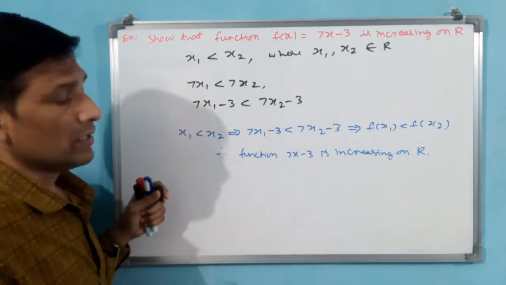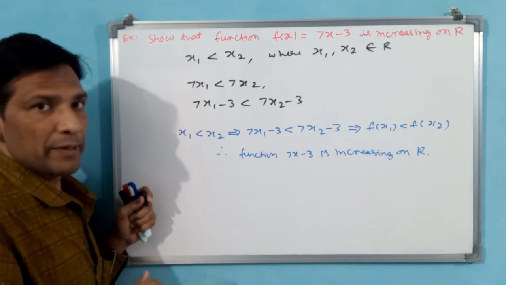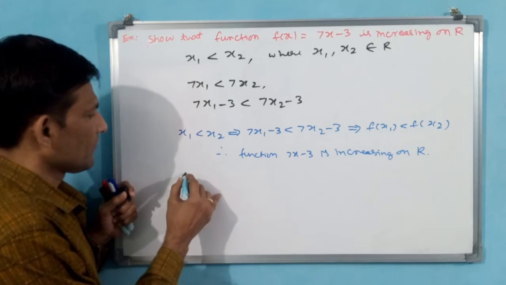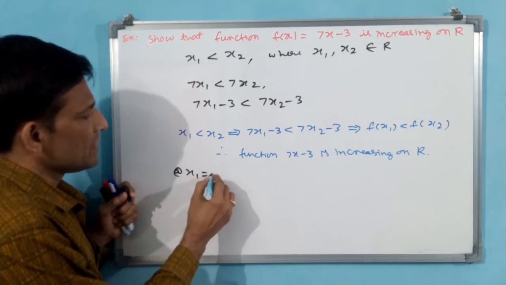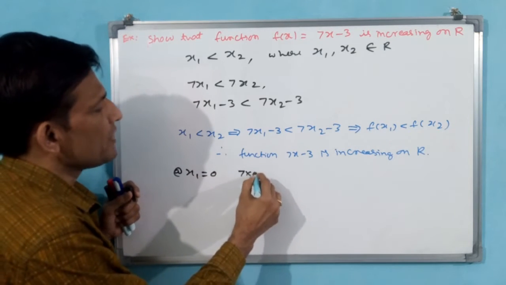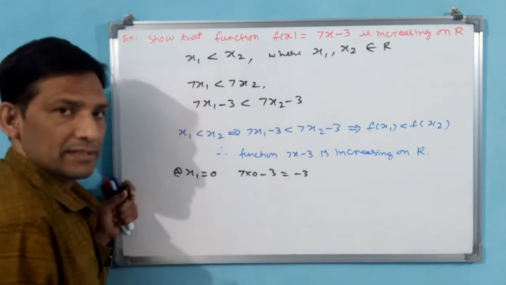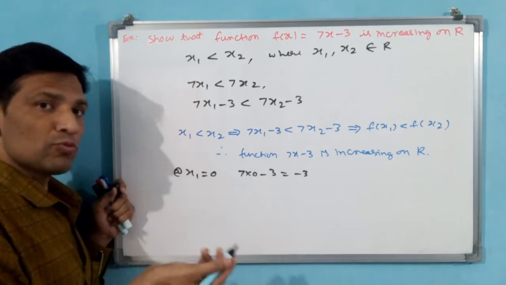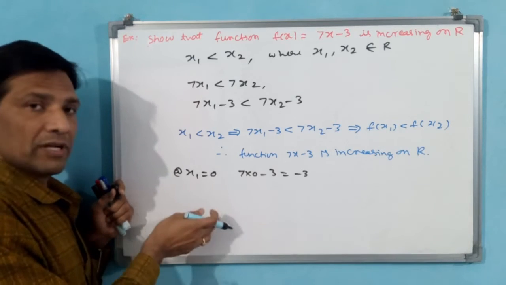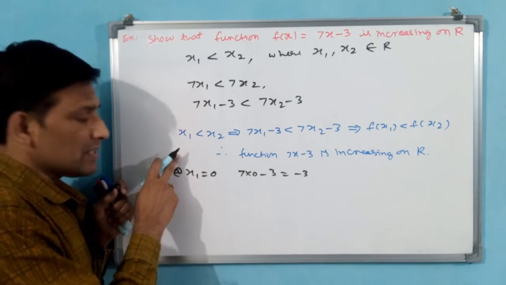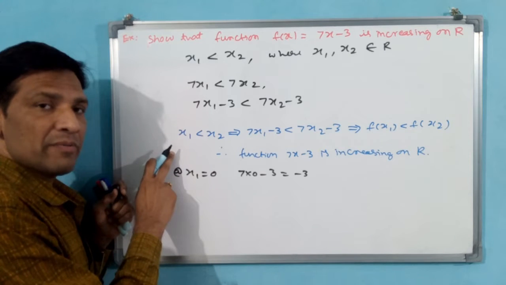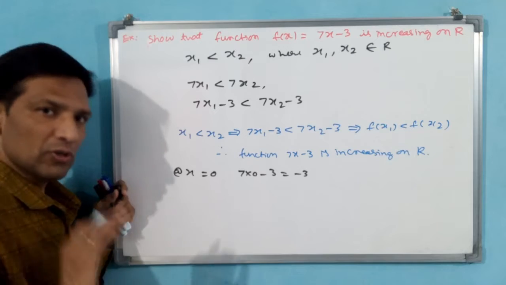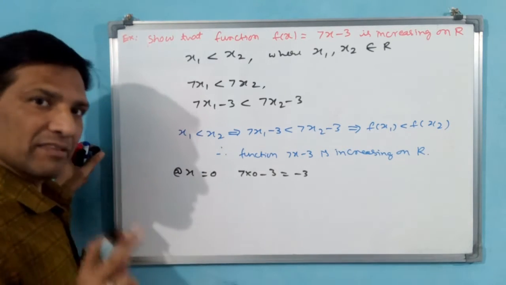One thing we will do here. If you apply 0, what will happen? At x1 equal to 0, 7 into 0 minus 3 is equal to minus 3. Now you take two such numbers. If you take minus 1, then this will be x2 and minus 1 will be x1. Or else I will say at x equal to 0. Here I am not writing x1 and x2.